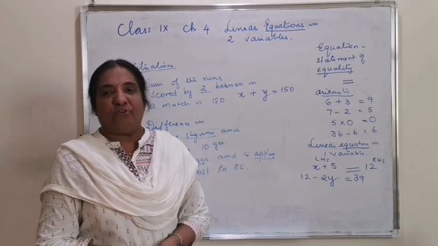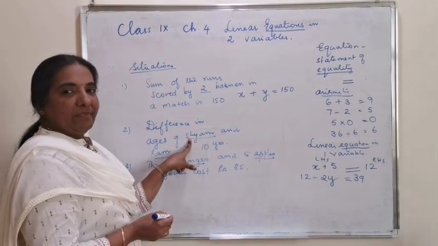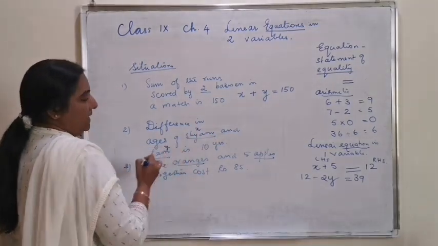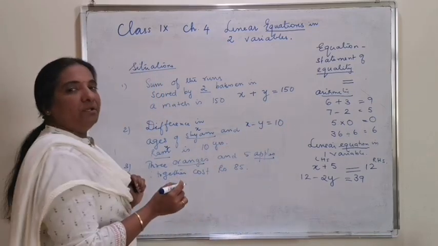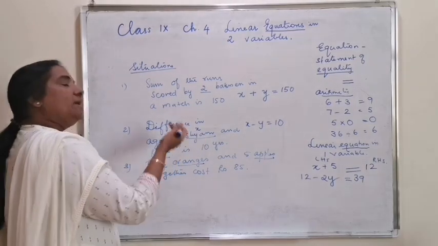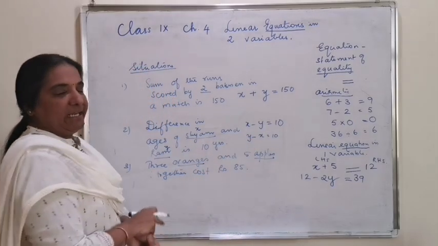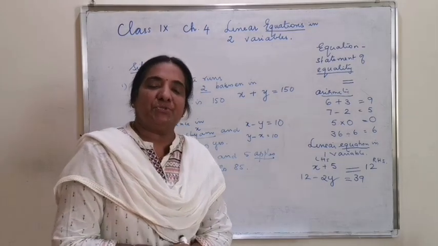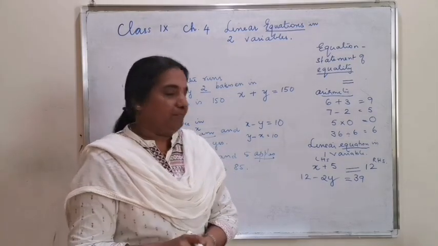There are two ways of forming this expression. If Shyam is the elder one, and we take x and y, it can be x minus y is equal to 10, or if Shyam is younger to Ram, it can also be expressed as y minus x is equal to 10. But whenever there is a difference, we take a bigger number and a smaller number.